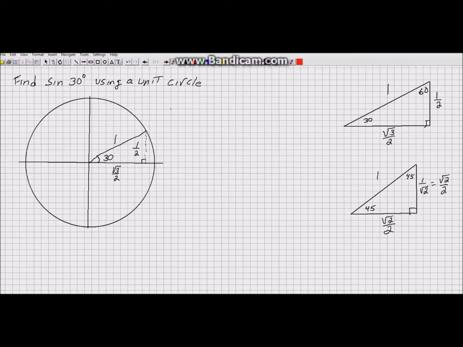Again, using my special ratios, opposite 30 is 1/2. So the sine of 30 is the opposite side over the hypotenuse. That would be 1/2 over 1, which is again 1/2.